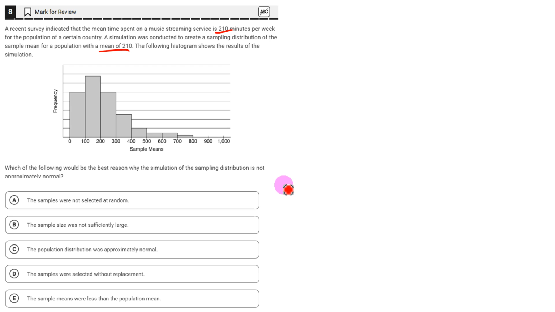In order for it to be normal, we either have to have an original distribution that's normal, which we're not told anything about. For means, then we need a big enough sample size, at least 30. So what this tells us has nothing to do with being random, but the sample size was not sufficiently large. We'd need at least 30. So this is our guy right here. The population distribution was approximately normal. No, if the original population distribution was normal, then this would be normal.